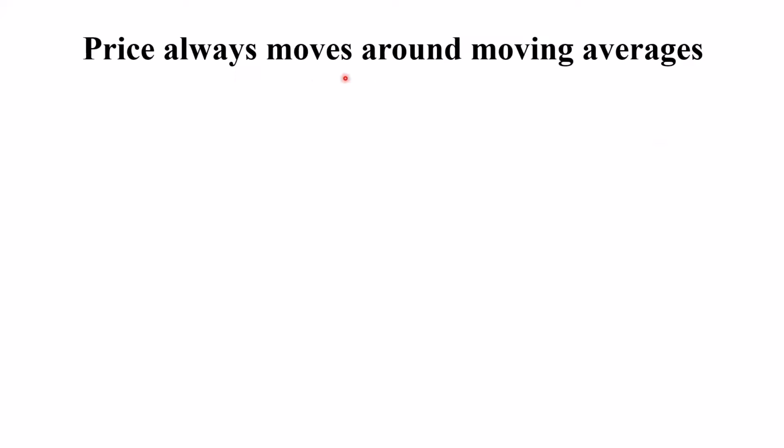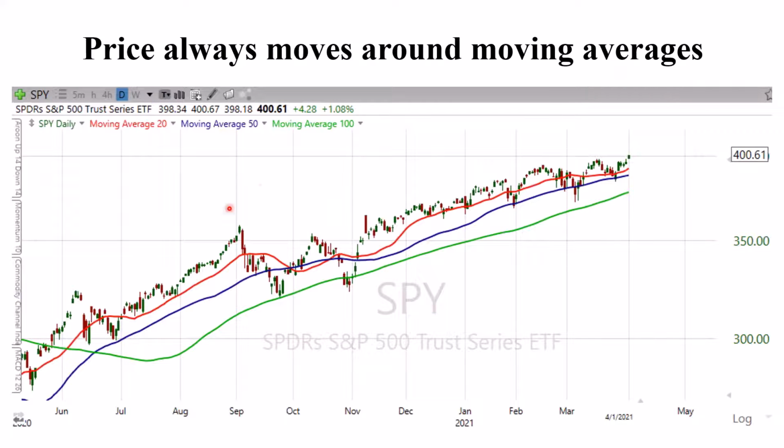Stock price is always moving around moving averages. When the price moves up too far away from the moving averages in the exuberance phase, it is deemed to be followed by falling price. When the price moves down too far away from the moving averages in the dried up phase, it is deemed to bounce back. This is how the market functions.